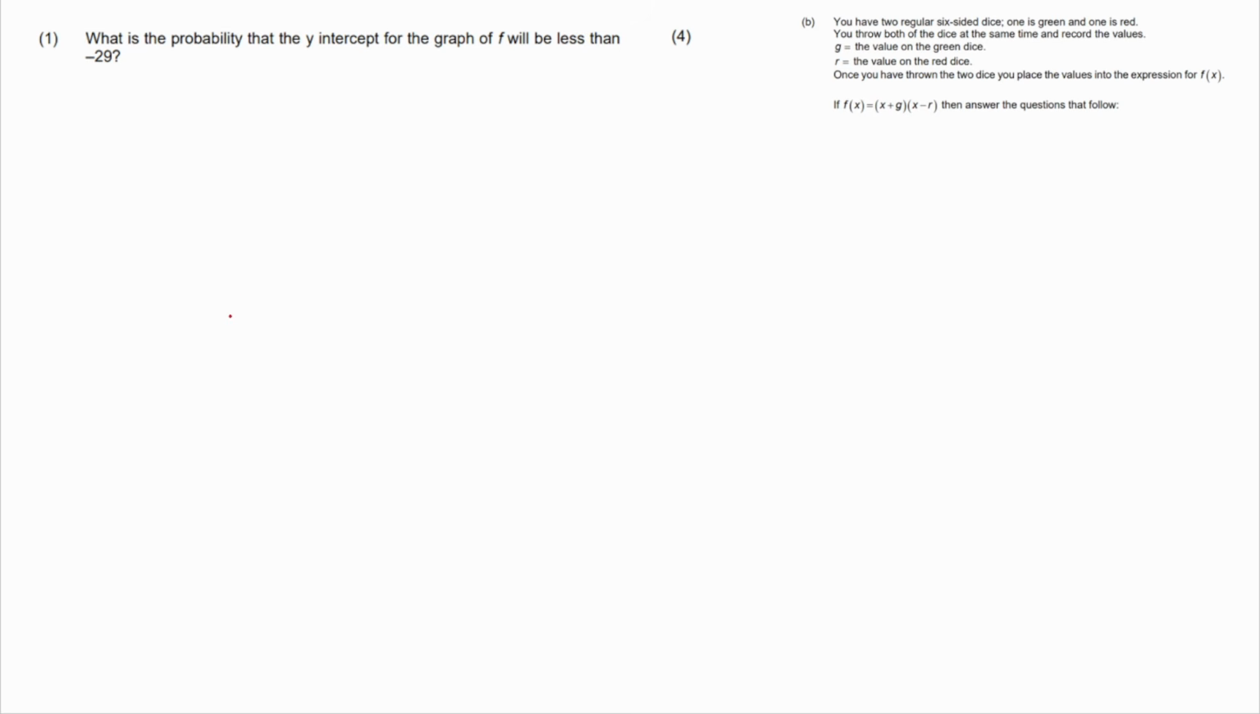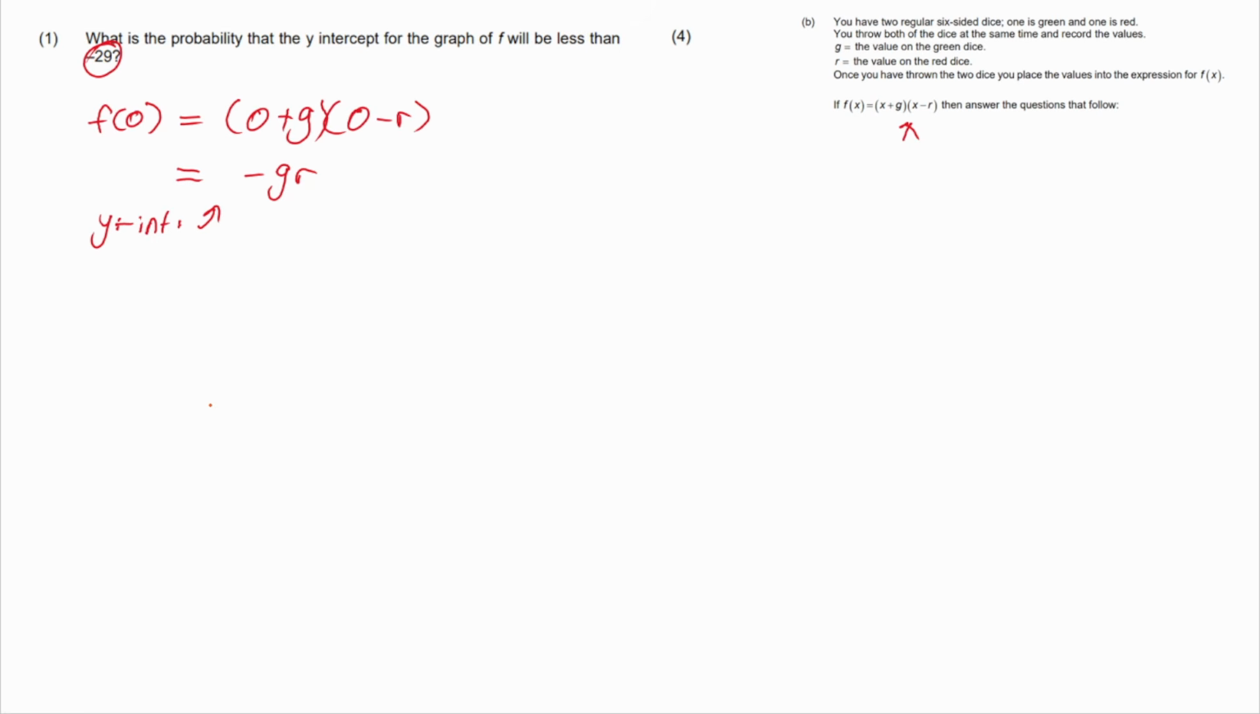Now they ask, what is the probability that the y-intercept for the graph of f will be less than negative 29? How do we find the y-intercept? You make x equal to 0. So f of 0 is equal to (0 plus g) times (0 minus r). If you multiply this out, it's negative gr. This is the y-intercept, negative gr.